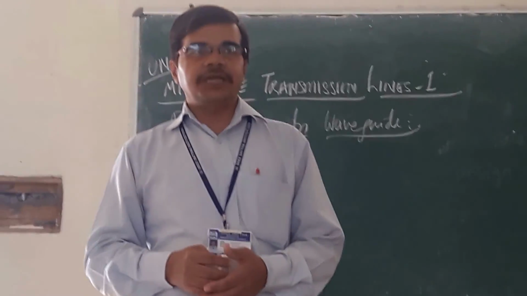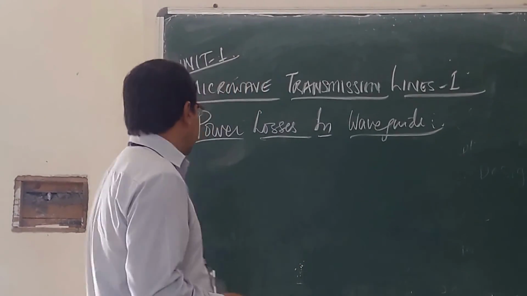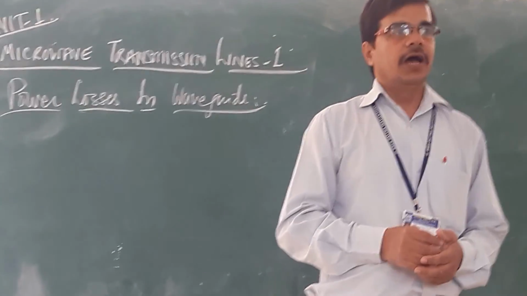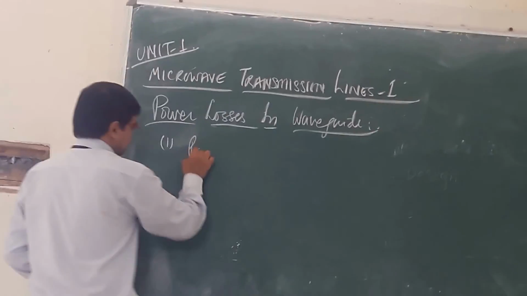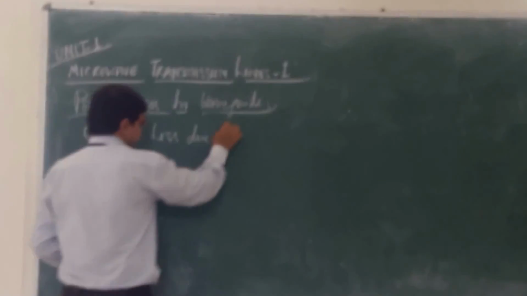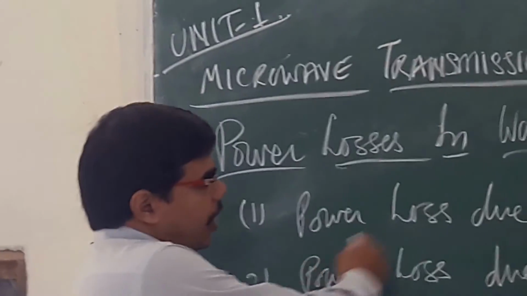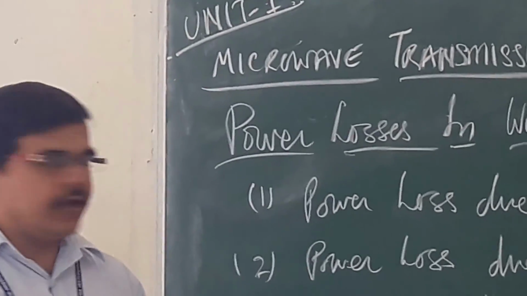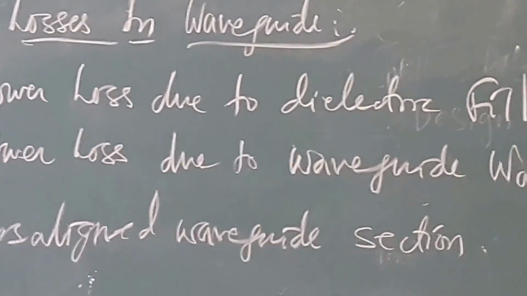Okay. So earlier we have seen the equation for power transmission in a waveguide. Here you will see the different ways by which power losses occur in the waveguide: power loss due to dielectric, power loss due to waveguide walls, and misaligned waveguide sections.